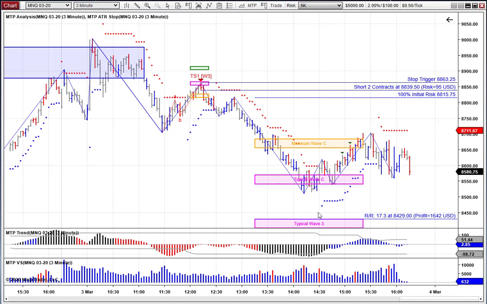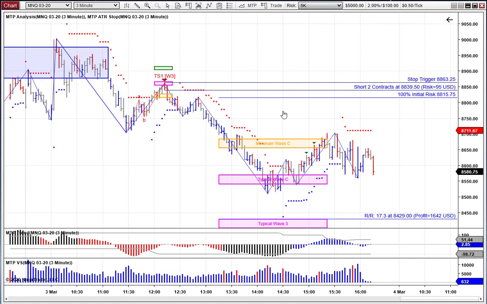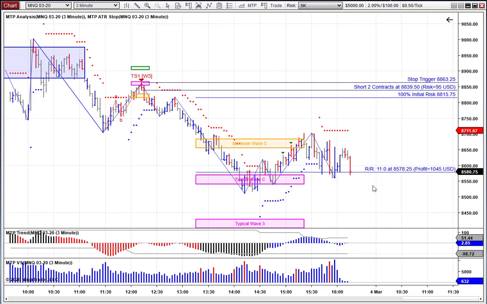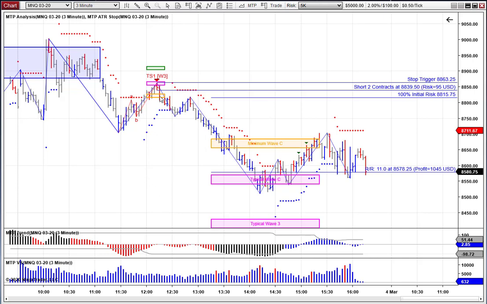The market didn't actually reach this target, but the target profit down there would have been a massive 17R, or 17 times greater than the initial risk. If you'd held it into close, which would have been about here, you still would have come out a profit with approximately 11R, so turning a $95 risk into just over $1,000, so an almost 11 times our profit. So it would have been a very, very nice trade indeed.